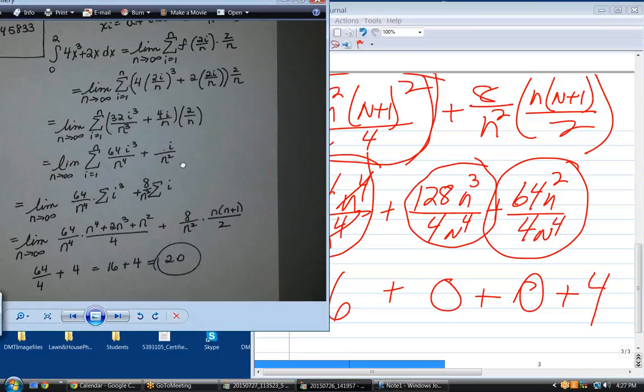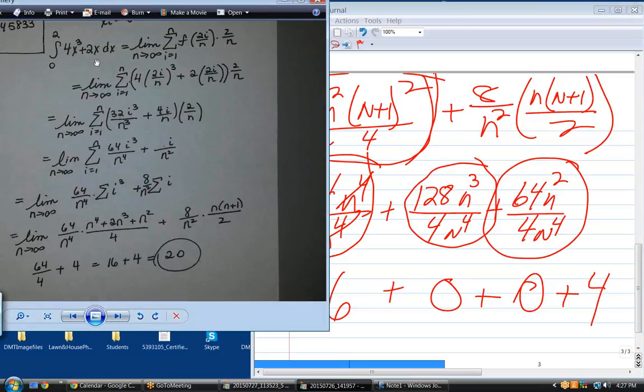Because all we did was we took a relatively basic function, 4x cubed plus 2x, and we used the sigma limit definition to figure out that the area was 20. And that's an exact area. That's the same area you get if you take the antiderivatives of this and evaluate it from 2 to 0. In other words, that's an exact area. That's not any longer an approximation because n is going to infinity. In other words, we're going to end up with an infinite number of rectangles in there.